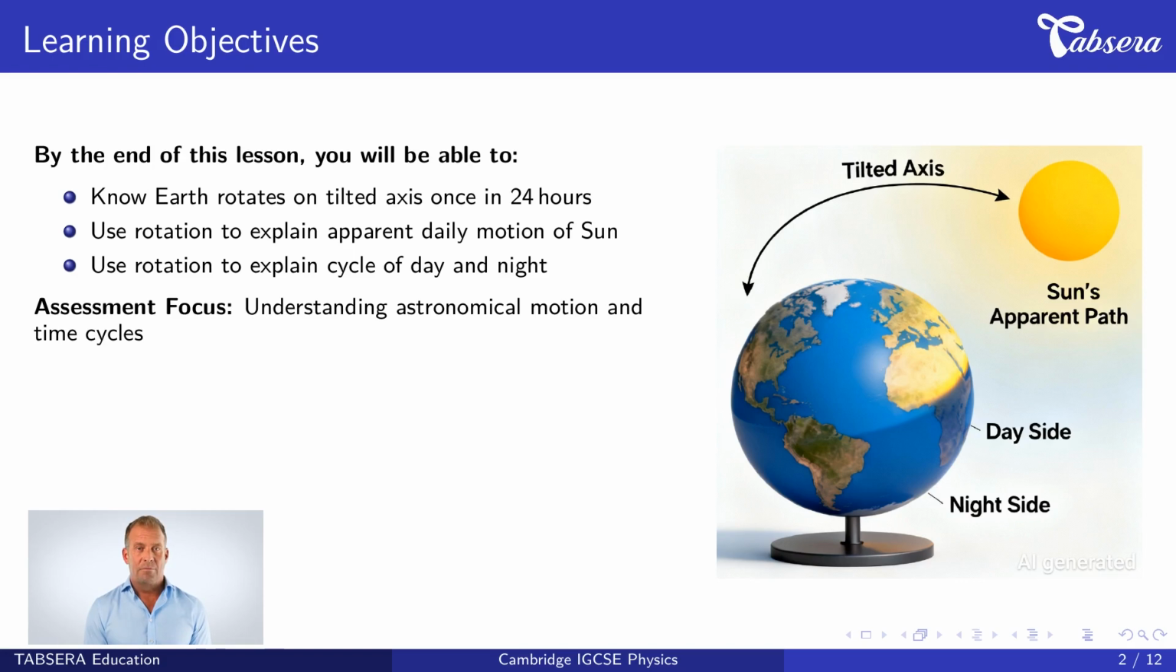Let's examine our learning objectives for today. By the end of this lesson, you will be able to, first, know that Earth rotates on a tilted axis once in approximately 24 hours. This rotation period defines our day length.